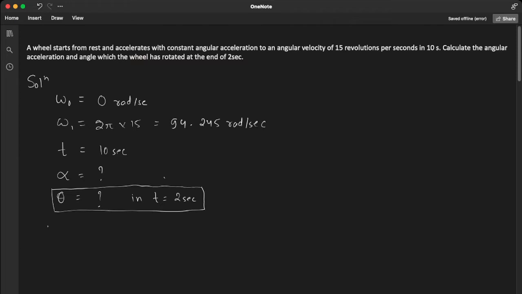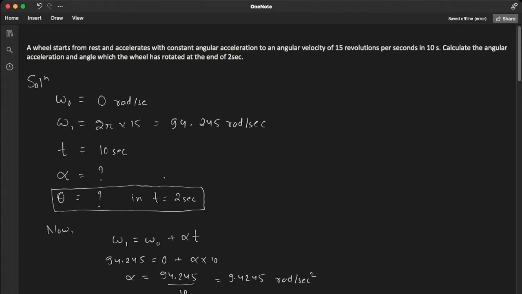So for calculating the angle, we will use the different time. Okay, now first calculate alpha. We will use the formula omega 1 is equal to omega naught plus alpha t. The final velocity is equal to initial velocity plus angular acceleration into time. 94.245 is equal to 0 plus alpha into 10. Therefore, alpha is equal to 94.245 by 10, that is 9.4245 radian per second square.